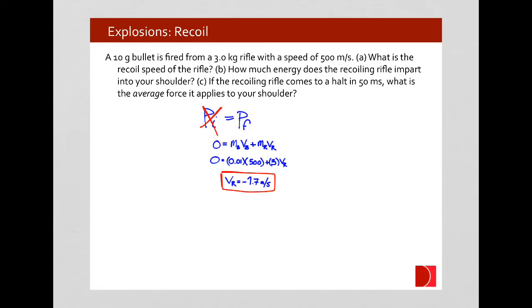And so now that we've talked about the recoil velocity, the velocity of the rifle after the collision, after the explosion with the bullet, now we can talk about the energy of the system. If you want to talk about the energy that the recoiling rifle imparts on your shoulder, basically that's the work that your shoulder has to do to stop the rifle. Whatever energy your shoulder has to absorb is whatever energy the rifle has right now. And if the rifle is recoiling, the rifle has energy that is kinetic energy.